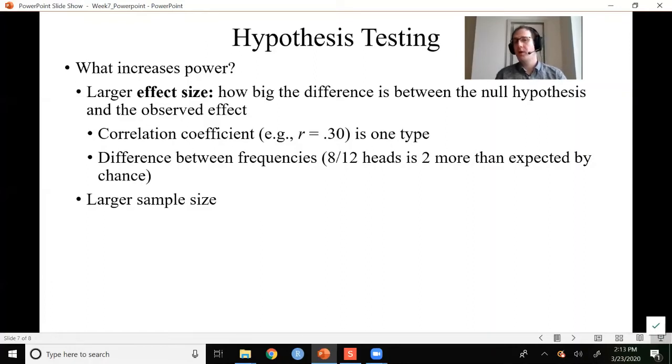So another thing that you can do is that you can increase the sample size. This is a theme of what we've talked about so far in this class, is that in general, larger sample sizes are better.